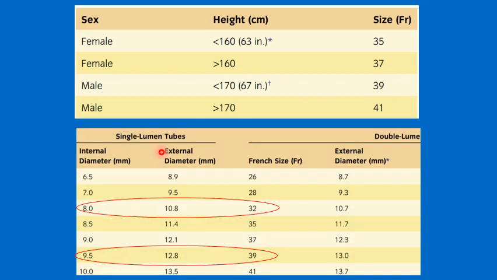So here we can see the size of the single lumen tube and the corresponding size of the double lumen tube. The single lumen tube's internal diameter of 8 corresponds to the 32 French double lumen tube. So we may have to use a 32 or 35 double lumen tube in females, and in males usually it is 37.